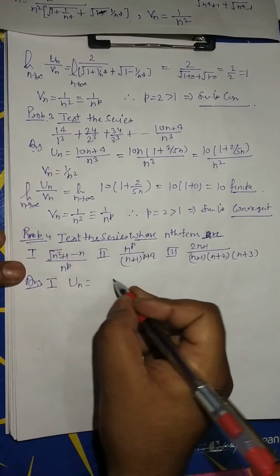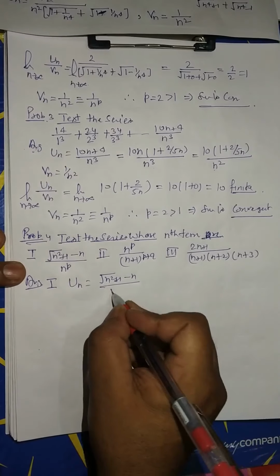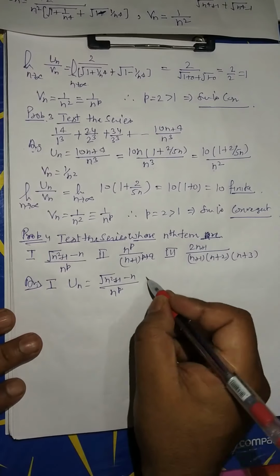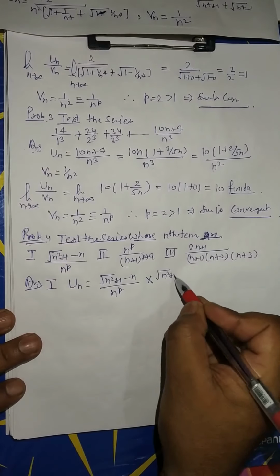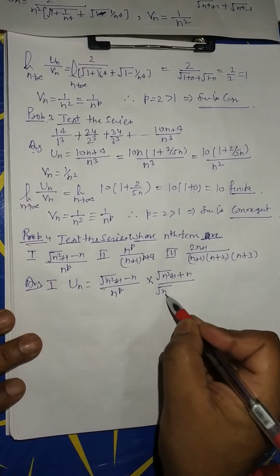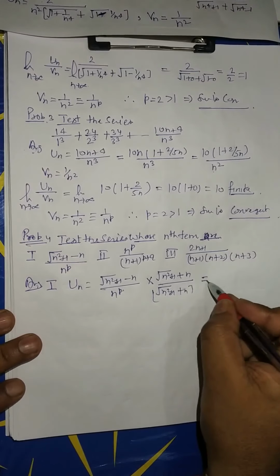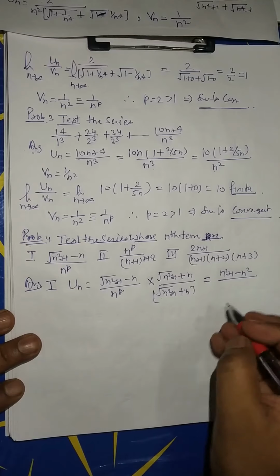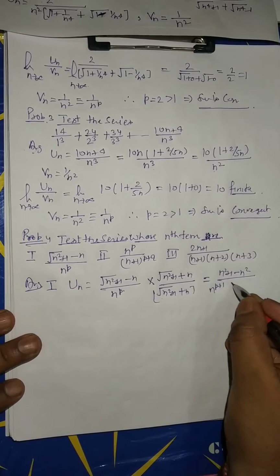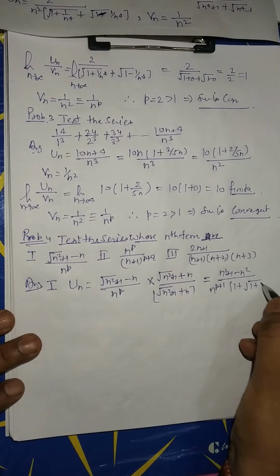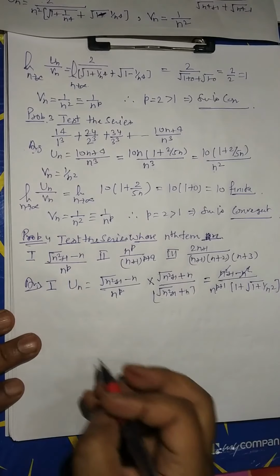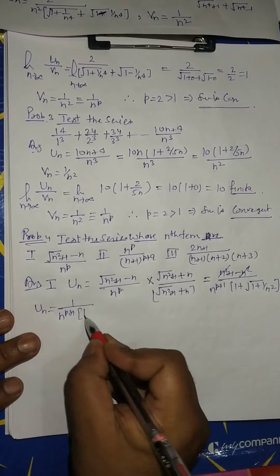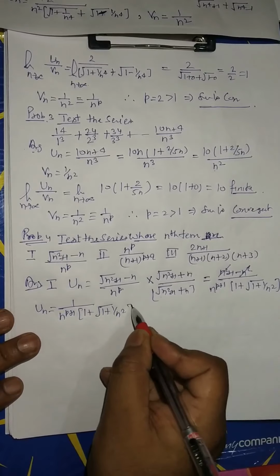First, un equals under root n square plus 1 minus n upon n to the power p. Now multiply and divide by under root n square plus 1 plus n. Now n square plus 1 minus n square upon, taking n common, we get n to the power p plus 1 times 1 plus under root 1 plus 1 upon n square. This cancels by this. Now un equals 1 upon n to the power p plus 1 times 1 plus under root 1 plus 1 upon n square.